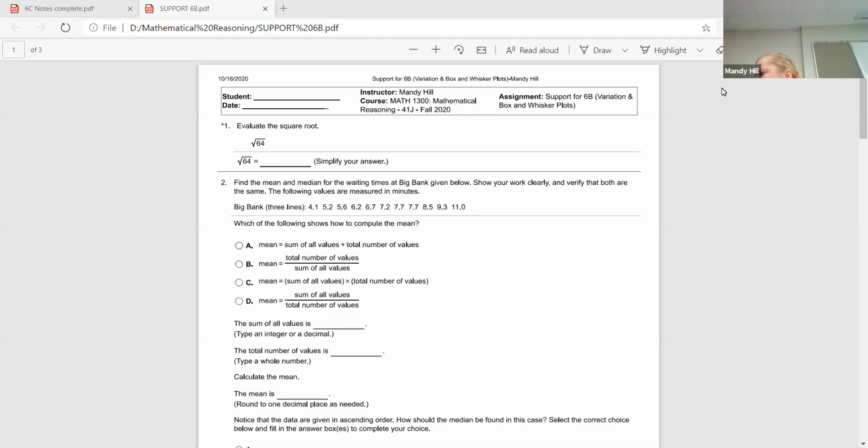Okay, really quick, let's look at 6B support. I don't think that we had a chance to go over that in class, and so let me go ahead and cover that real quick. We've got enough time to do that.